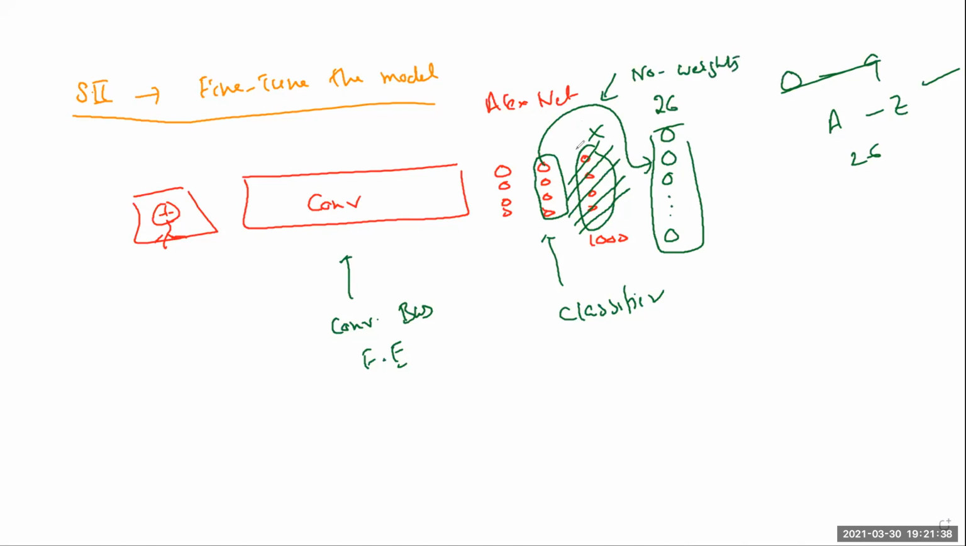Right, because you just added this layer. There are no weights, there will be just some random values. But in this part of the network, you already have weights. Okay, because it was trained on ImageNet, right?